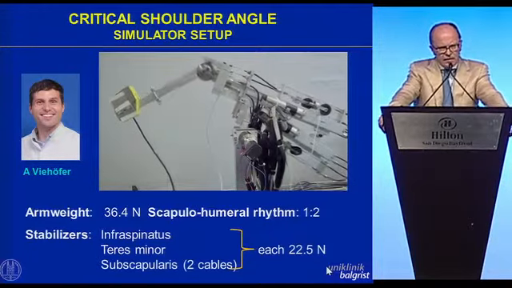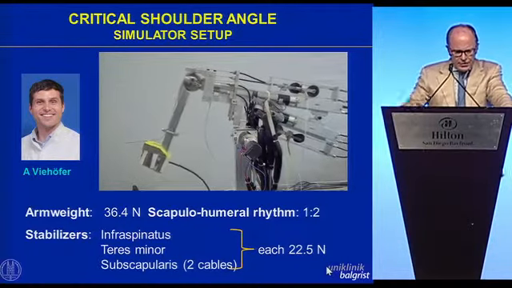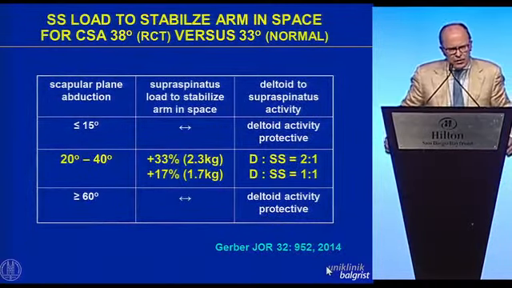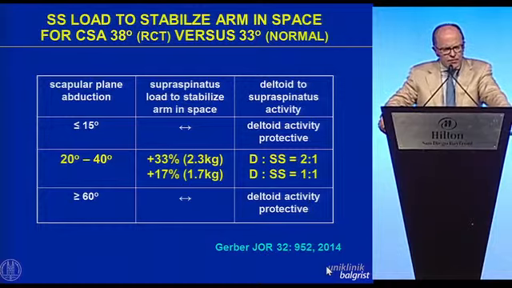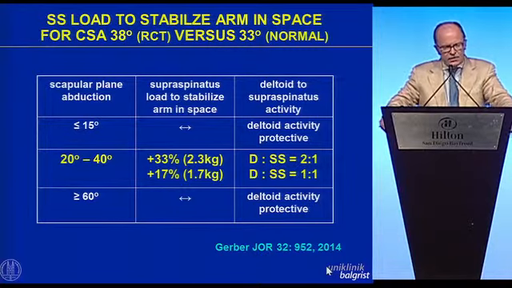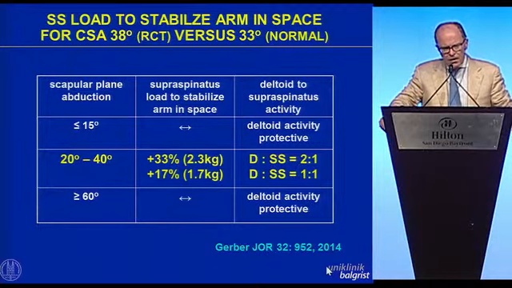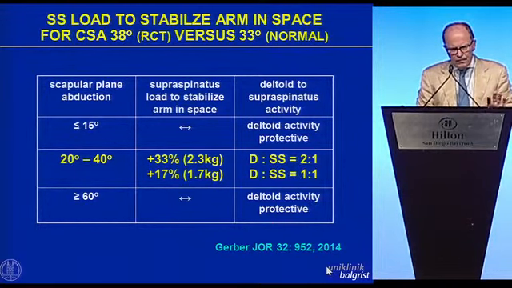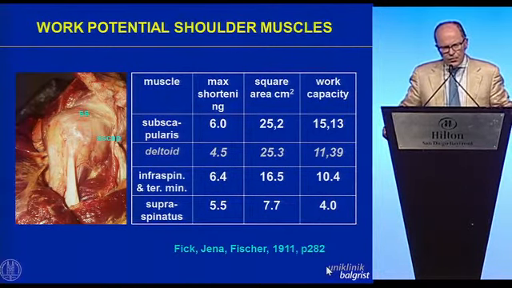Now, if we measure that on a simulator, we can try to quantify this phenomenon. We have done that, and we have shown that the supraspinatus load to stabilize the arm in space is an additional 33% if you have a critical shoulder angle of 38 degrees rather than 33 degrees. So overall, to hold the arm in space, you increase the load on the supraspinatus by about 30% with a very minimal lengthening of the acromion. Now, this is 2.3 to 3 kilograms.